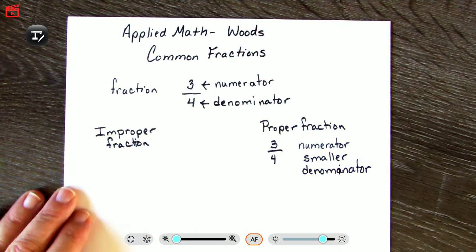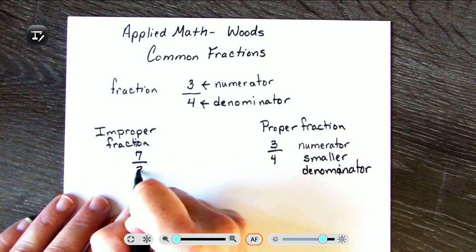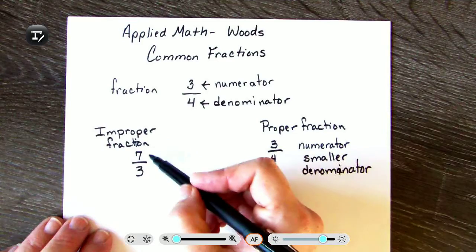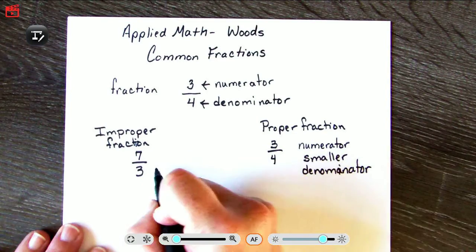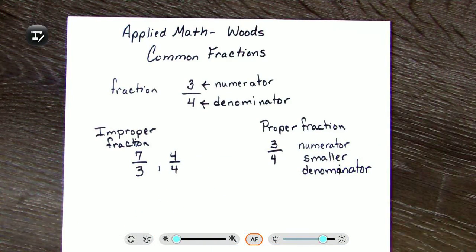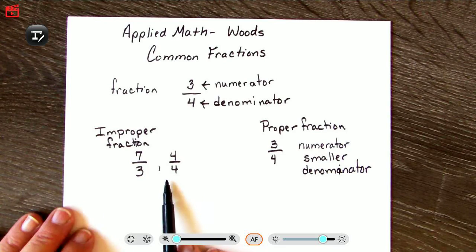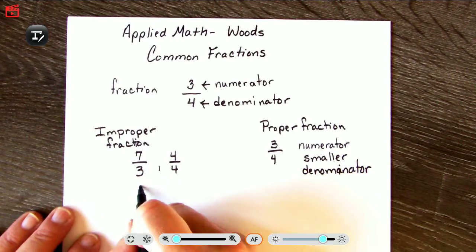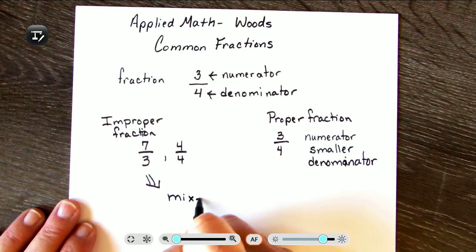Excuse my misspelling. An improper fraction might look like something like that, where the numerator, that top number, is larger than the denominator. Or possibly exactly the same. This is still considered an improper fraction. And the reason they're called improper fractions is because they can be rewritten into a form that makes more sense. They can be turned into something we call a mixed number.